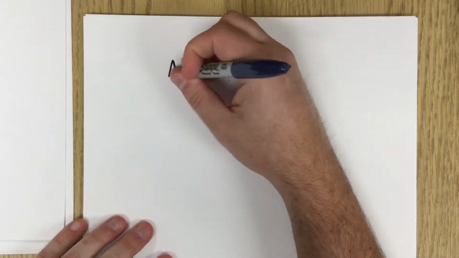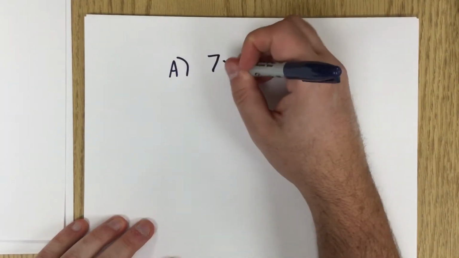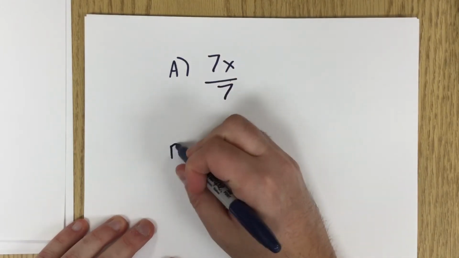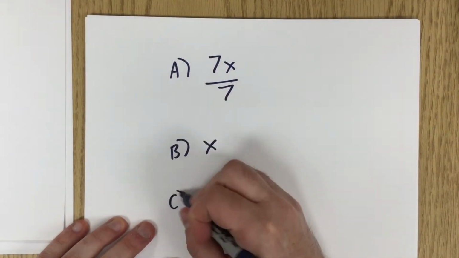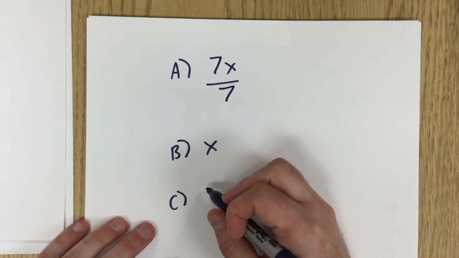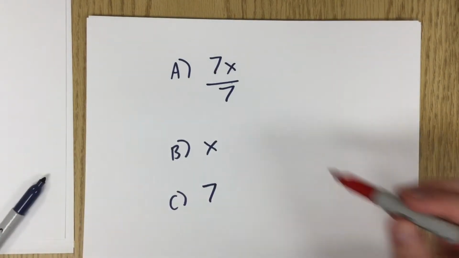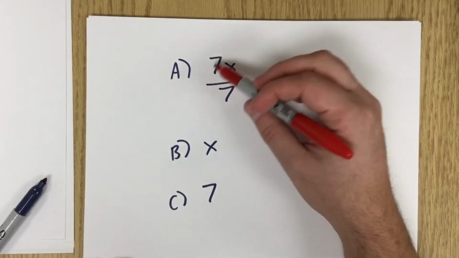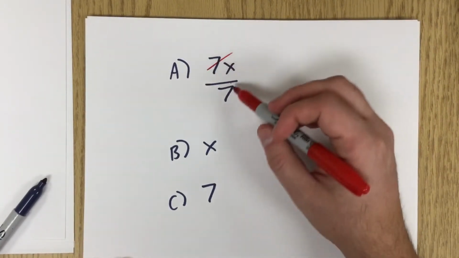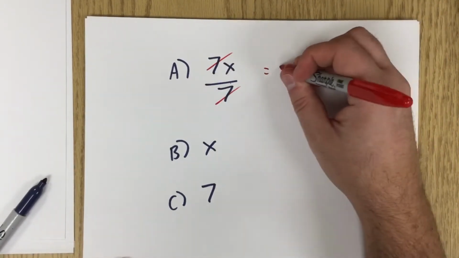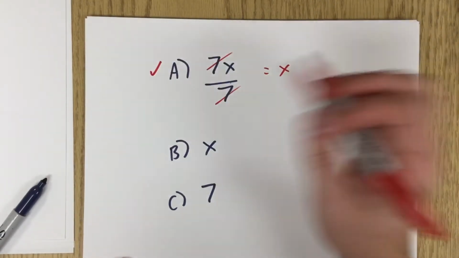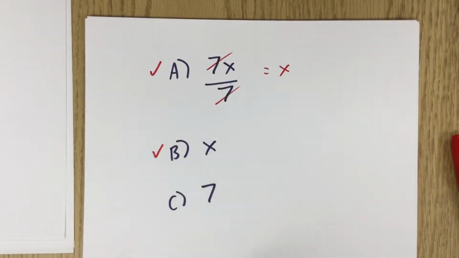If I had this one over here, 7x over 7, would that be equivalent to x, or would it be equivalent to 7? And if we look, we know that the 7's kind of cancel, and that would be just equal to x. So we know that A and B are identical.